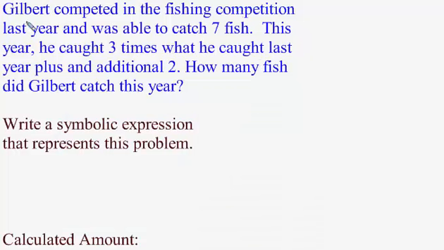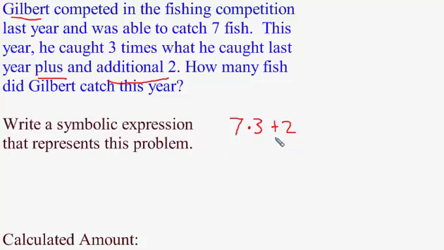So for example, we have Gilbert competed in the fishing competition last year and was able to catch 7 fish. So we write the number 7 down. This year he caught 3 times what he caught last year, so you could either multiply on the right by 3 or the left, showing that he caught 3 times the amount of fish this year relative to last year, plus an additional 2. The question is, how many fish did Gilbert catch this year? So he caught 7 fish last year, and then this year he caught 3 times that of which he caught last year, plus an additional 2.